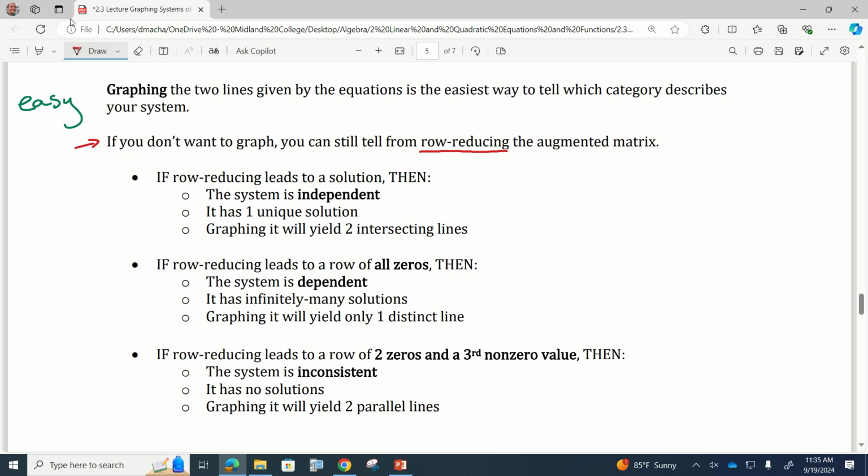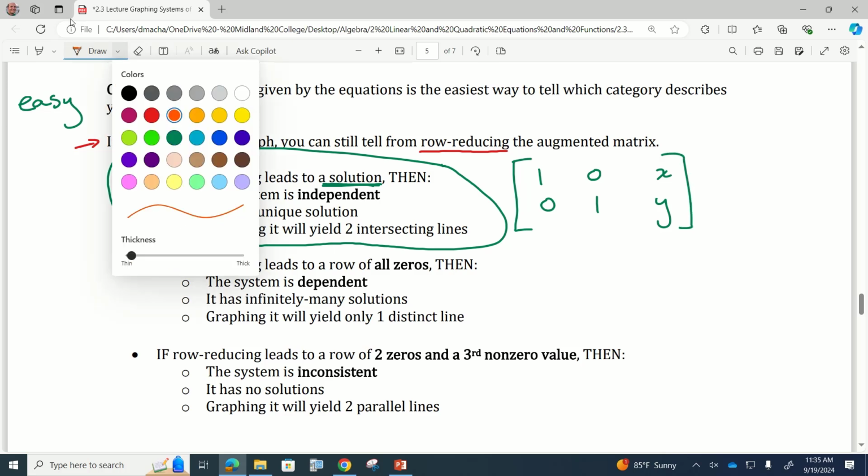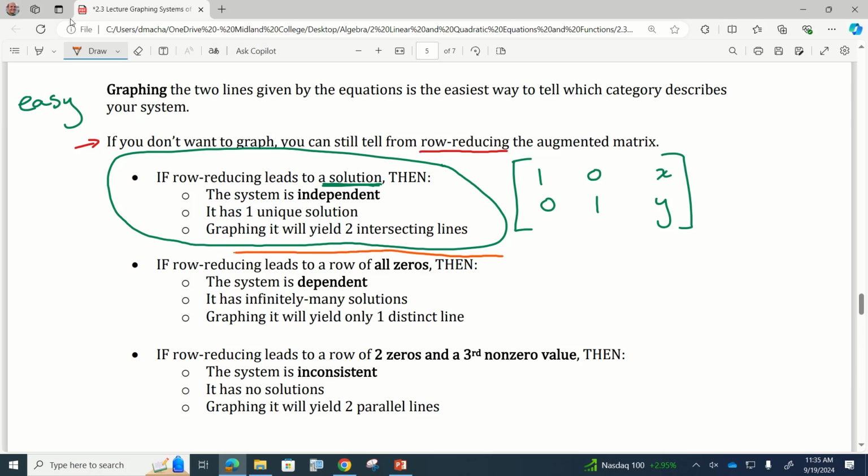And this is the idea. If you are able to row reduce your augmented matrix, and you actually get a solution from row reducing, then you know you are dealing with an independent system of equations. So you row reduce, you're using only the allowed row operations. That's what you should end up with.